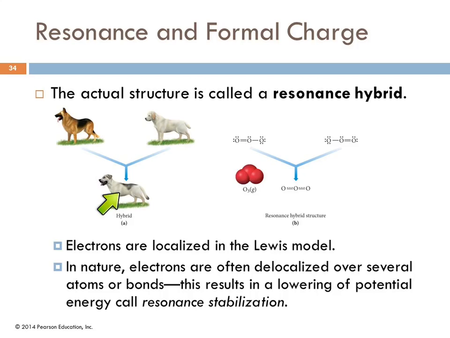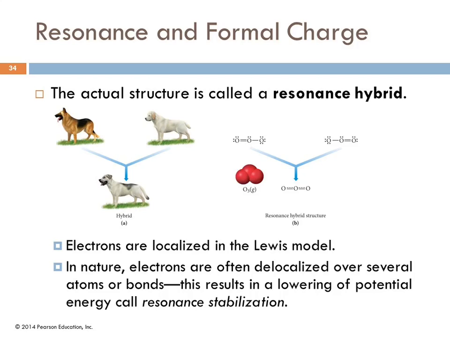This dog is a hybrid. It's part this and part that. But it's not going back and forth. It's not like one day it's a German Shepherd and the next day it's a lab. It's always the same, and it's a combination of the two. And so what we have for ozone is a hybrid of these two Lewis structures, and it actually looks more like this. We call it a resonance hybrid structure, and it's difficult to draw using Lewis structures.